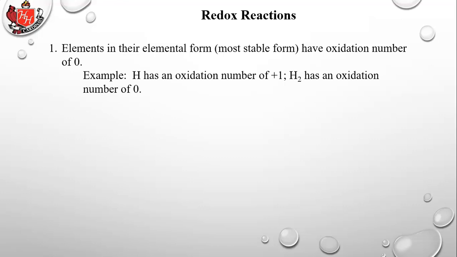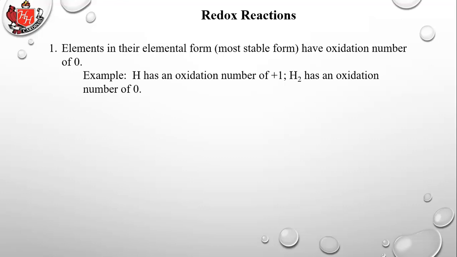It's one of those things where you'll see a lot of rules, but once we practice some examples, it will make more sense. So let's just read these though. Elements in their elemental form, that means they're not ionized, most stable form, and also if they naturally form a diatomic molecule such as oxygen, have an oxidation number of 0.